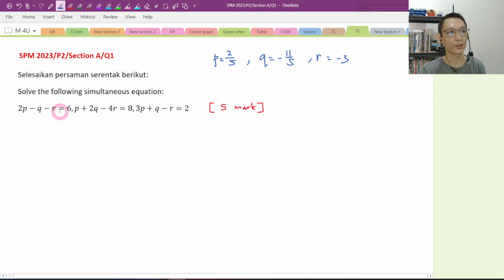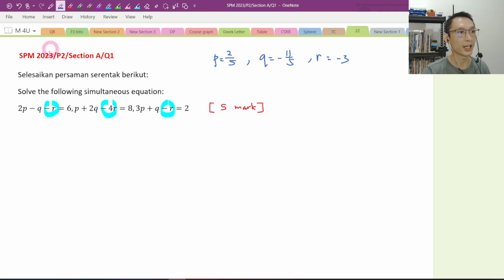Okay, so first, here I'm going to use elimination method. So you can use substitution method. If you do it correctly, we will get exactly the same answer. So it's totally up to you. Let's say now I'm going to use elimination method. You want to eliminate any variable. You can choose your own variable that you want to eliminate. So here I'm going to eliminate r first.